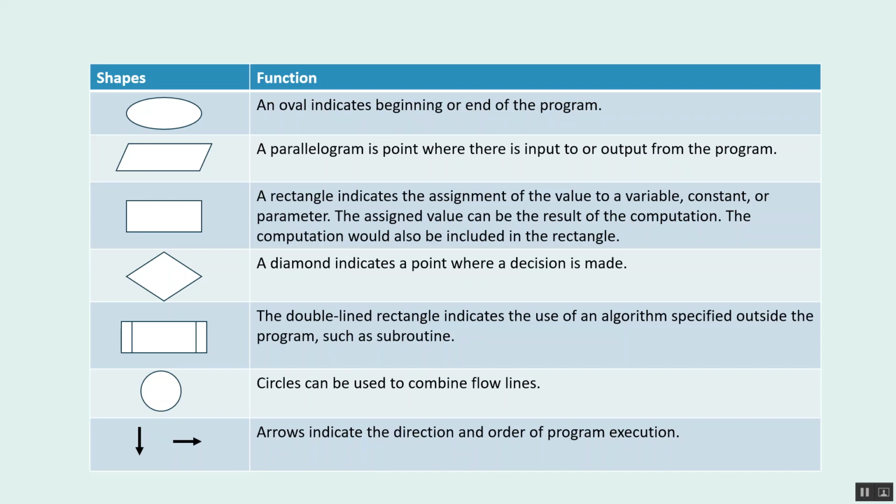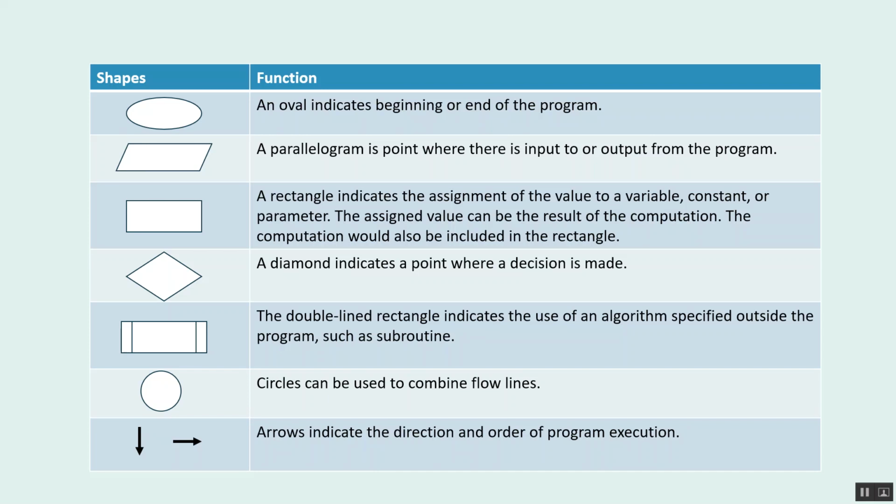Okay, and then a rectangle indicates the assignment of a value to a variable, constant, or parameter. So the assigned value can be the result of a computation, and the computation would also be included in the rectangle. Now a diamond shape indicates a point where a decision is made. So this diamond is a decision shape wherein it can be answered by either yes or no.